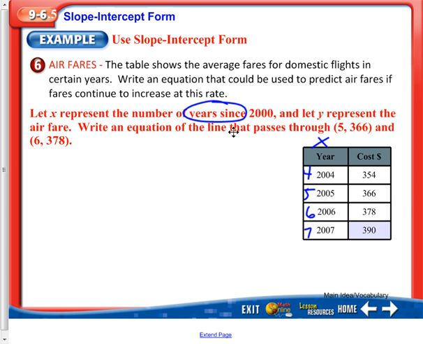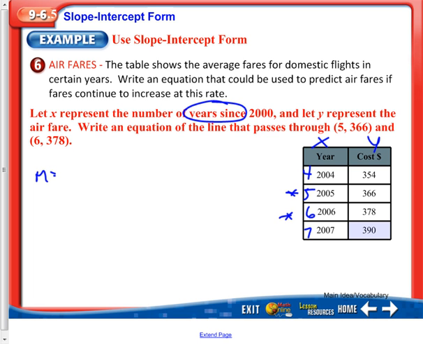Okay, let y represent the airfare. So this is y, and we're going to use the actual values. It says write an equation of the line that passes through (5, 366), so that's this one, and (6, 378), which is this one. So we have 2 points. We know what to do.